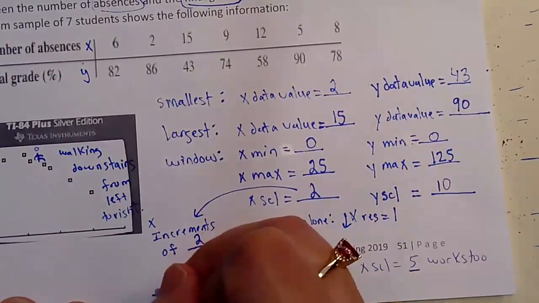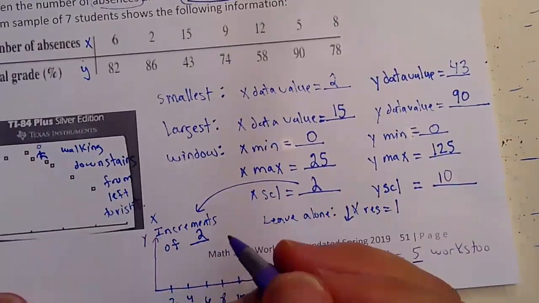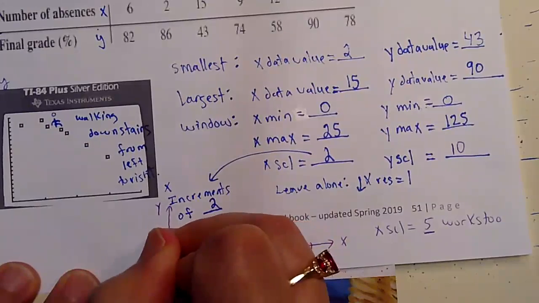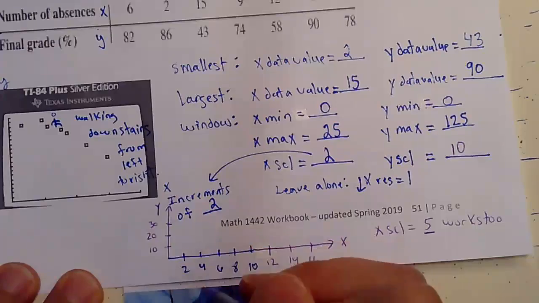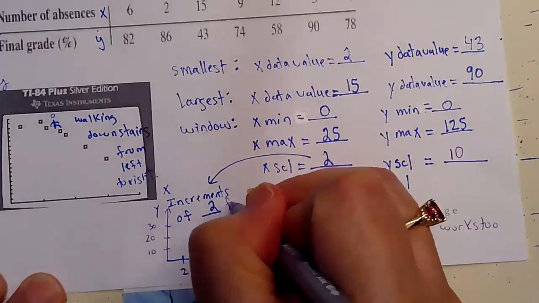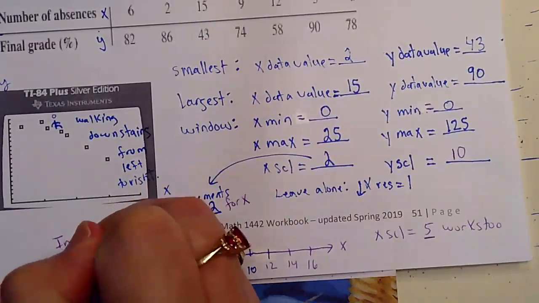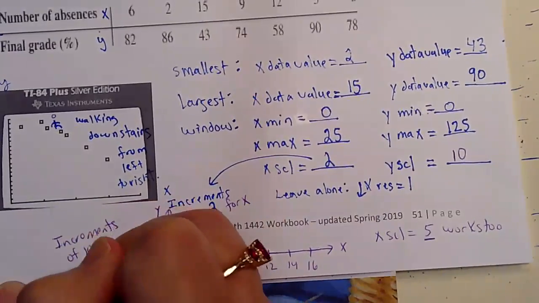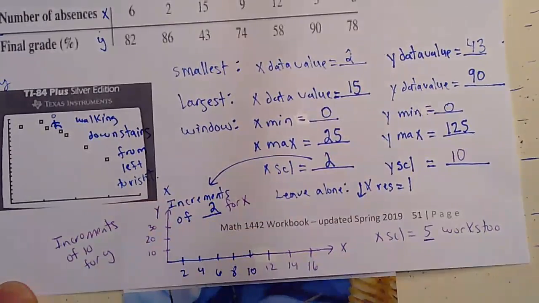And on the Y scale, I will use 10, 10 looks good. So here's your Y scale. They're doing 10, 20, 30. That's what they're saying, okay? So increments of 2 for x, and increments of 10 for y, okay?